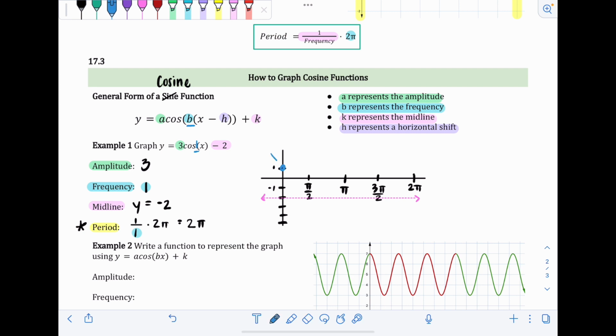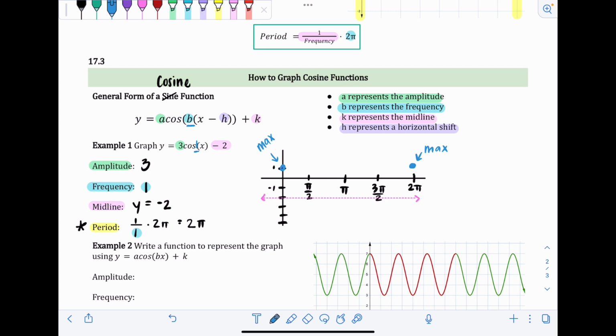So this point, that's our max, that's our starting point for cosine. And then we also talked about that's going to be like our ending point. It's going to end at a max as well. So at the end of the cycle at 2 pi, I'm going to put a point at the same height over there. So that's going to be a max also. And again, that's 3 units above the midline because the amplitude is 3.